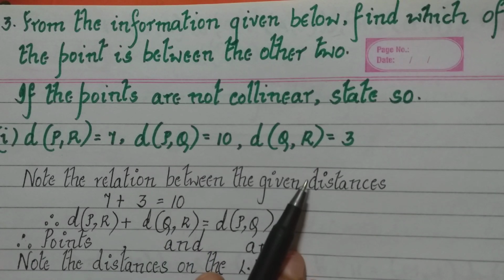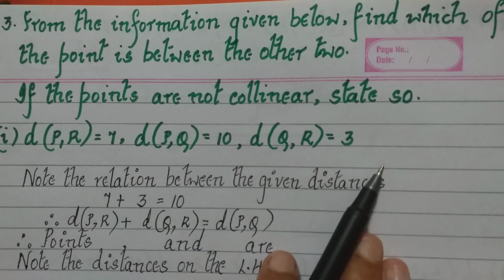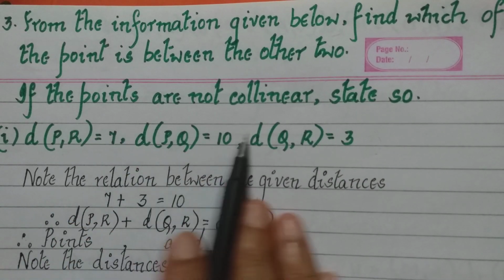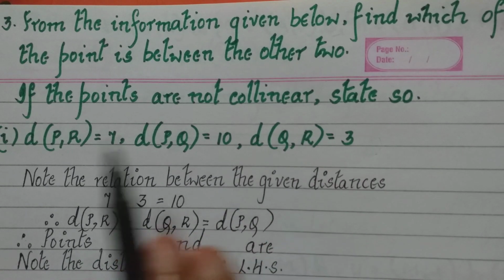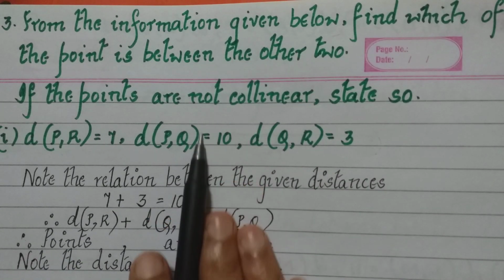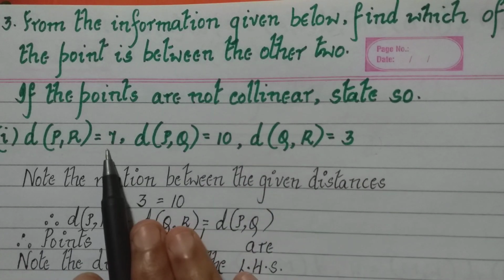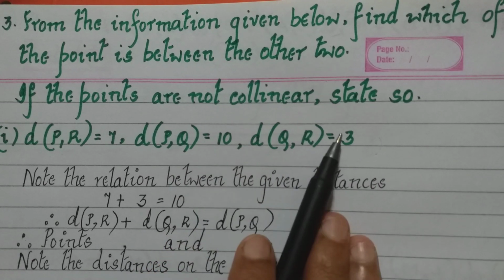Now first of all, when three distances are given to us, what are we to do? We have to look at the two smaller distances among the three. Now you see 3 and 7, they are lesser than 10. Then what we do is we add up those smaller numbers and see whether they sum up to the greater number. 3 plus 7, is it 10? Yes. Okay, so now from there we start further.